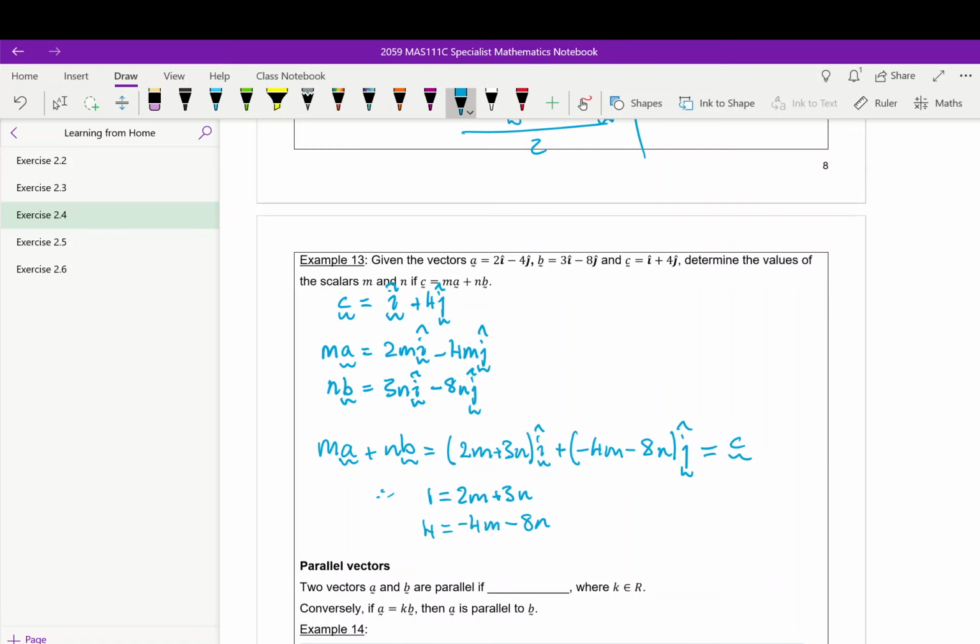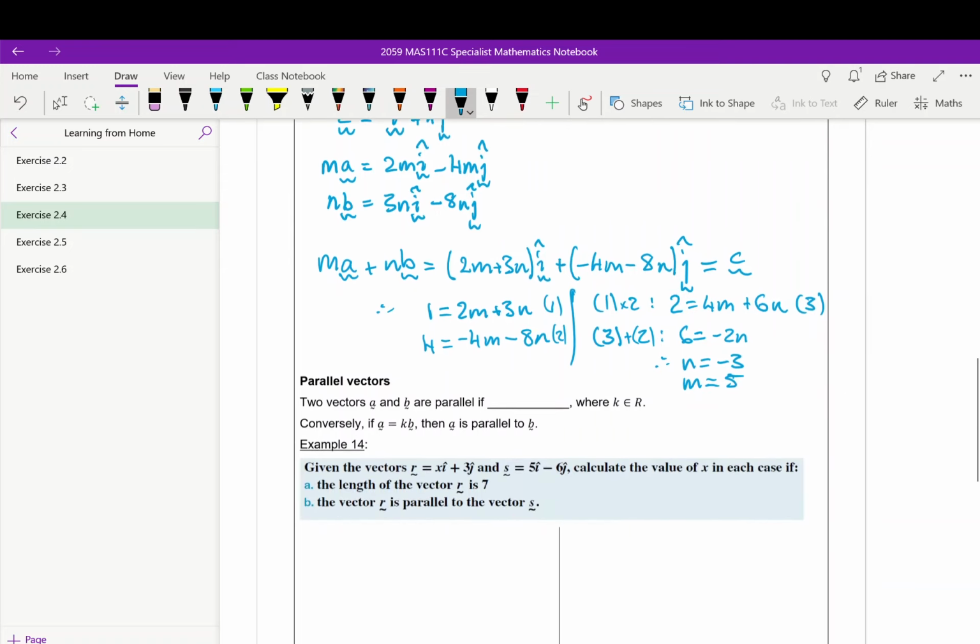So now we can just apply simultaneous equations to find that. If we multiply the first equation by 2, so 1 times 2, we're going to get that 2 equals 4m plus 6n. That gives us our equation 3. If we add equation 3 to equation 2, we're going to get that 6 equals negative 2n. Therefore, n equals negative 3. And therefore, m has to equal 5. So those are our two values for the pronumerals that satisfy the equation C equals mA plus nB.